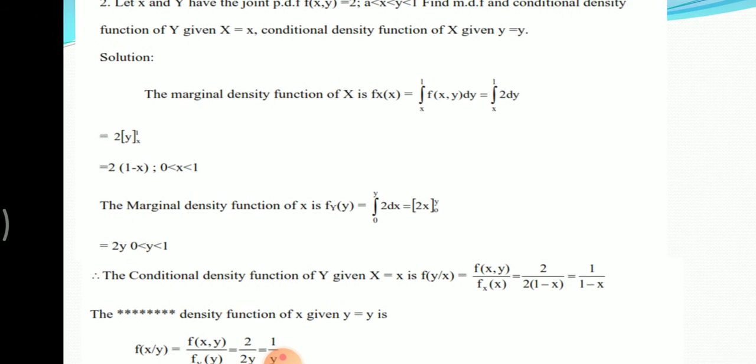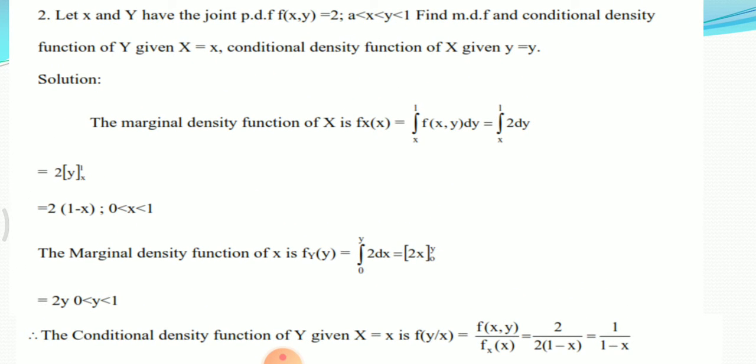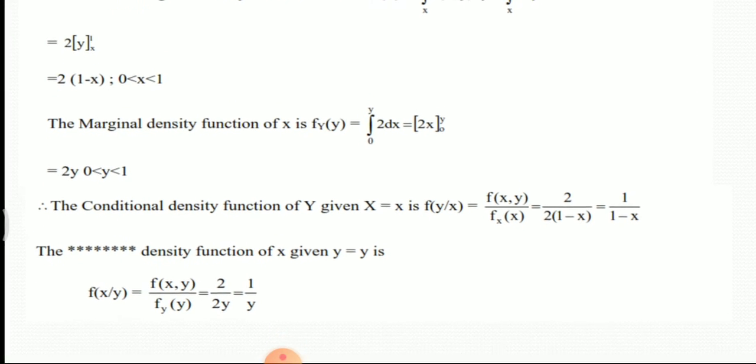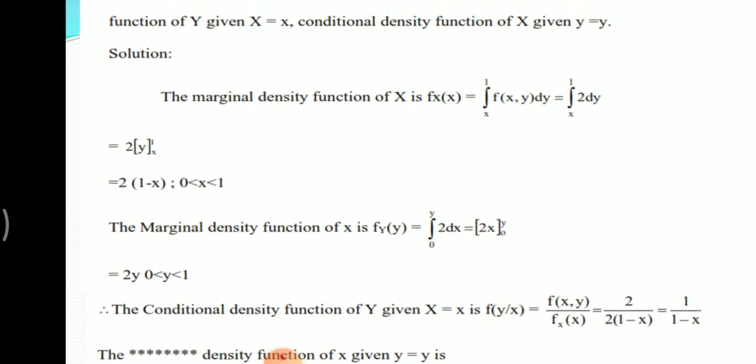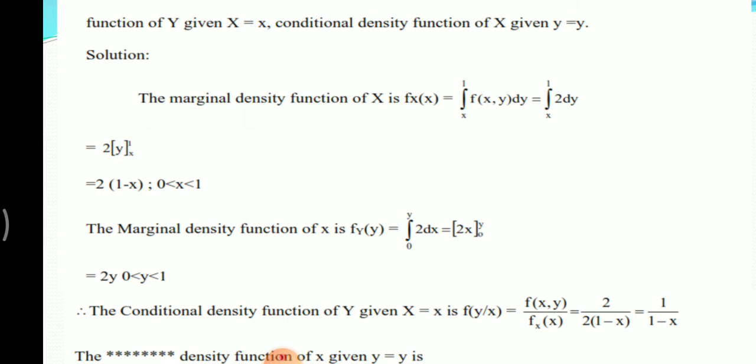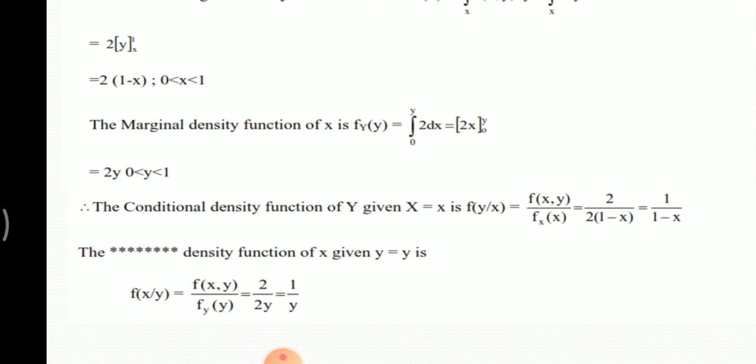Next, second question. Let the joint PDF of x, y be f(x,y) = 2, where x and y lie between 0 to 1. Now find the marginal density function, the conditional density function of y given x, and the conditional density function of x given y. So first we have to calculate f_X(x) and f_Y(y). As per the previous example, we already know how to find f_X(x) and f_Y(y). A similar process we have to do here.